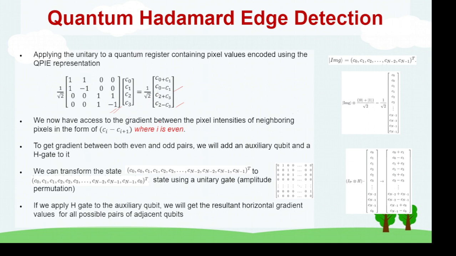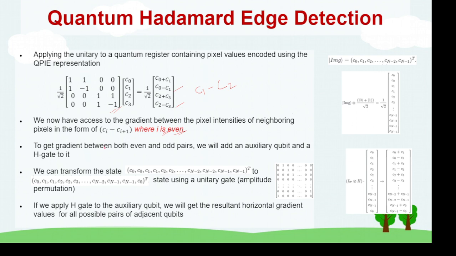We now have access to the gradient between the pixel intensities of neighboring pixels in the form of Ci minus Ci plus 1, where i is even. This is an important point, because you can see here C0 minus C1, C2 minus C3. If you have a larger image, you will have something like this, it goes on. But the important point to be noted here is it's giving the even pairs, correct? It doesn't give C1 minus C2, but we need that.